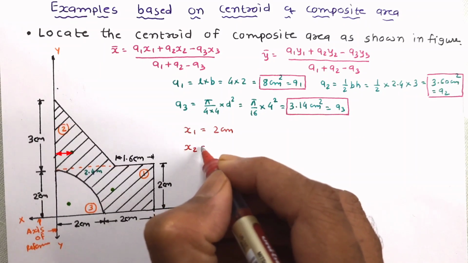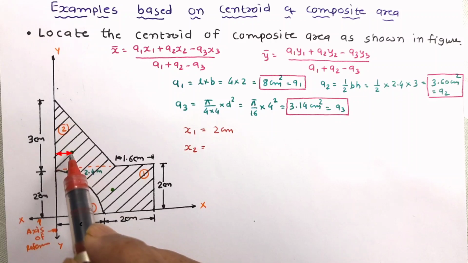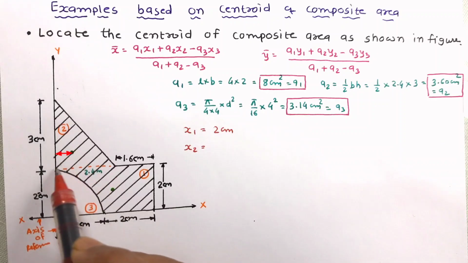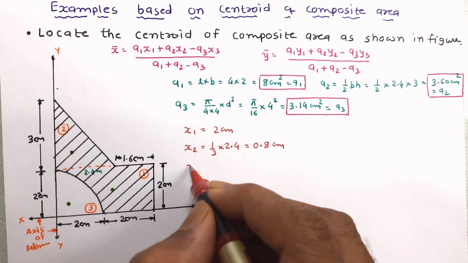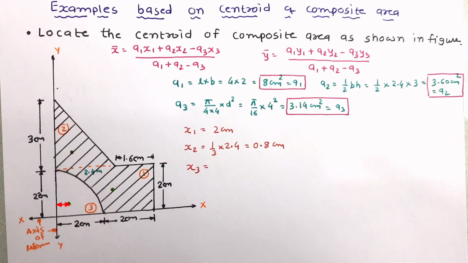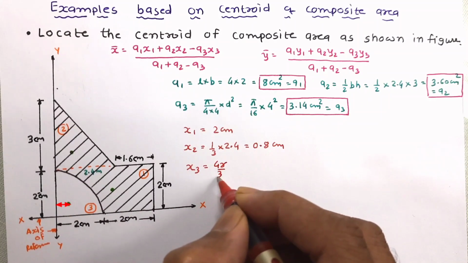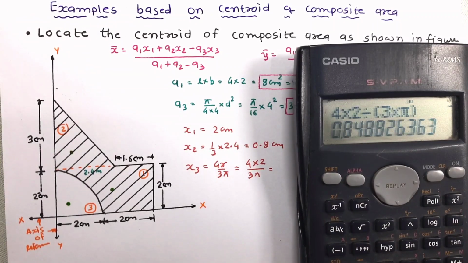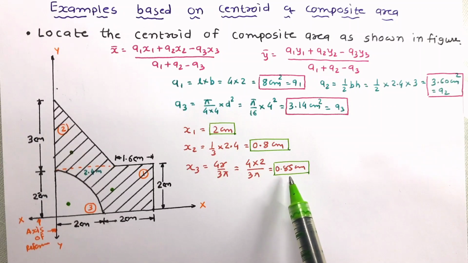Now let us work out x2. x2 is the centroid of the triangle from reference y axis. So we know that this distance is 1/3 of the base. So that is 0.8 centimeter. And let us work out x3. x3 is the centroid of the third figure from reference y axis. The equation to work out this distance is 4r by 3 pi. So the values of x1, x2 and x3 have been obtained.